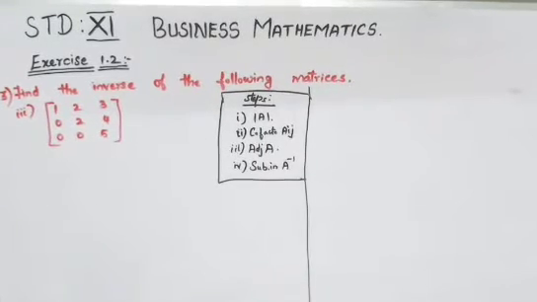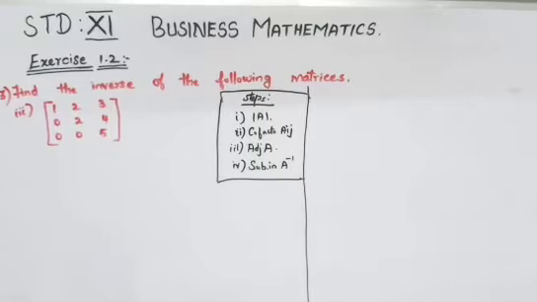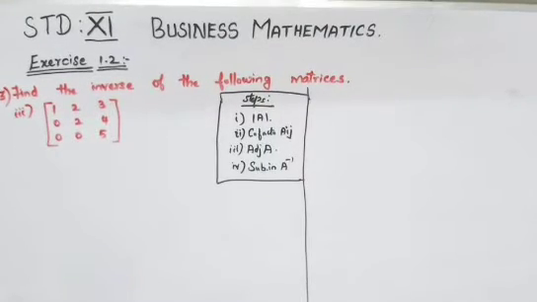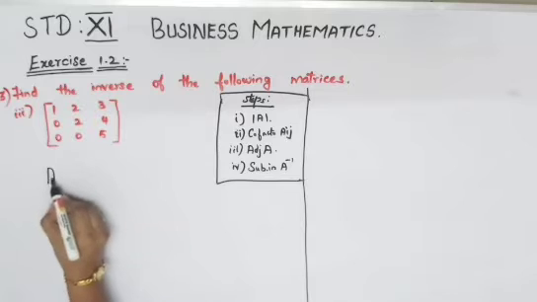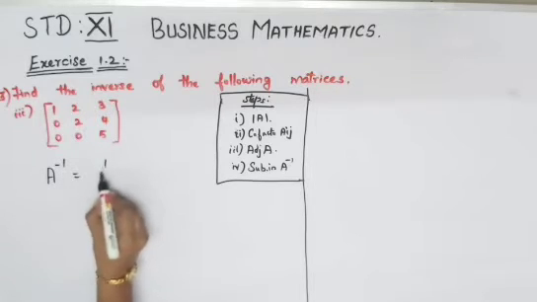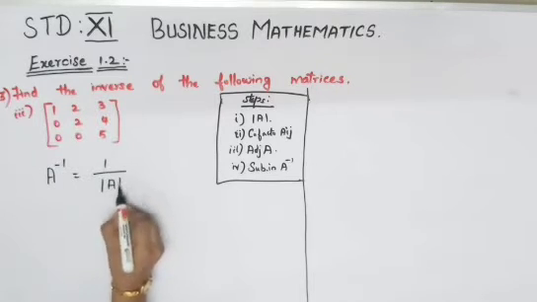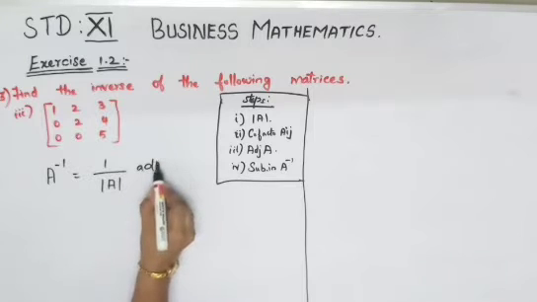Third question, find the inverse of the following matrices. In that third subdivision, a 3 by 3 matrix is given: 1, 2, 3, 0, 2, 4, 0, 0, 5. So you will have to find A inverse. Your A inverse formula is 1 by determinant of A into adjoint of A.